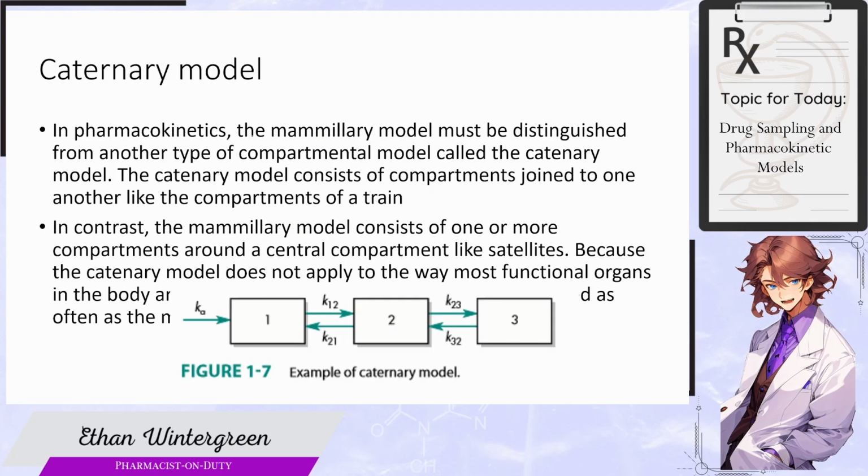You also have a catenary model. A catenary model is like a train. The catenary model consists of compartments joined to one another like the compartments of a train. So it is different from our mammillary model in which there is a central compartment. In the catenary model, we simply assume that the flow of drugs is one-dimensional. It goes from one compartment to the other to the next, and we do not assume that the drug goes to other parts of the body. Usually, GI, blood, elimination for the catenary model.